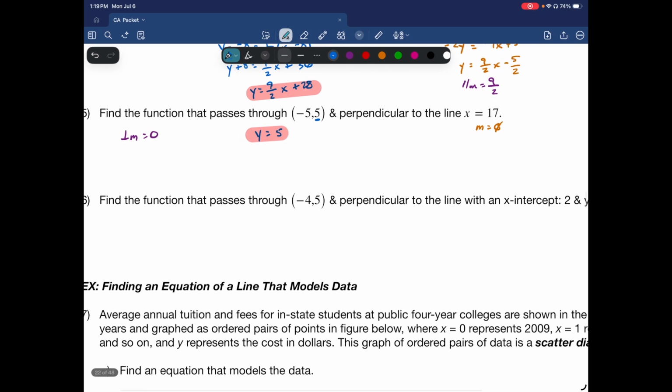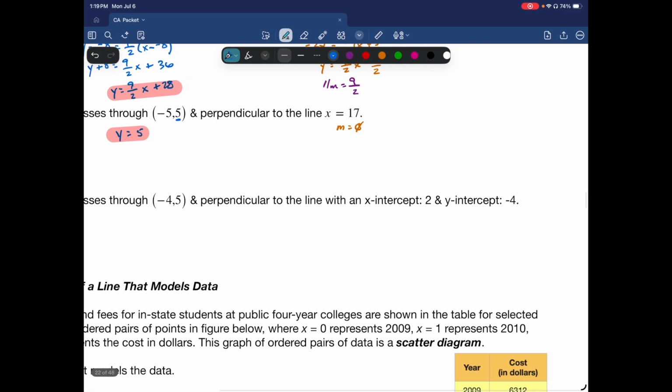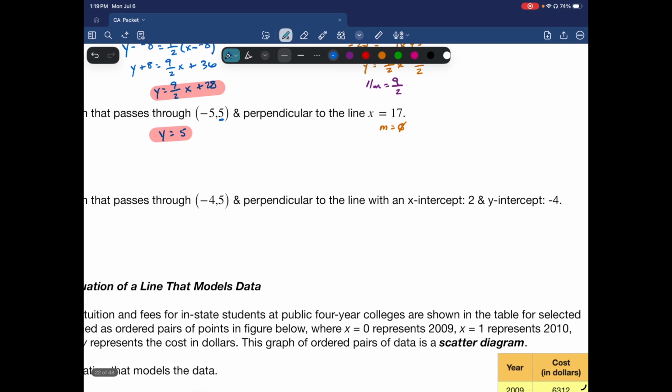For number 6, it says find the function that passes through this point and perpendicular to the x-intercept 2 and y-intercept -4. Okay, well, remember, if my x-intercept is 2, that means this is (2, 0). And if my y-intercept is -4, that means this is (0, -4). And so I'm going to use these 2 points to find my original slope. And so that's going to be m equals (-4 minus 0) over (0 minus 2). It's going to be -4 over -2, which is going to give me +2. All right, so that's my original slope, which means my perpendicular slope is going to be, flip that and change the sign. So it's going to be -1/2.